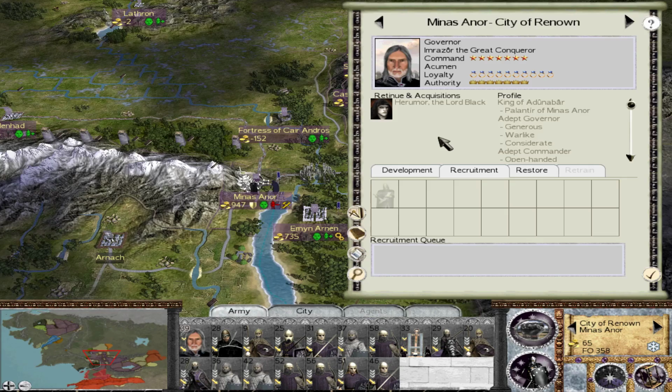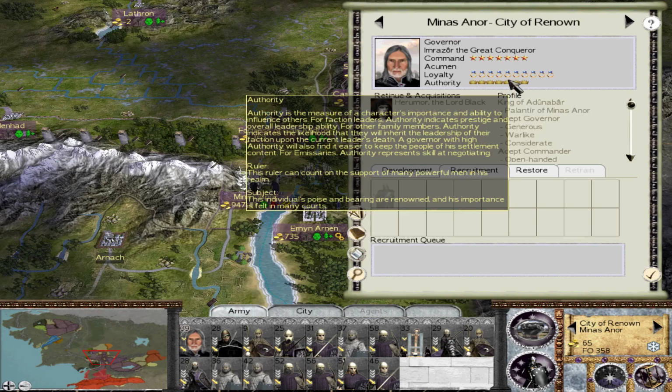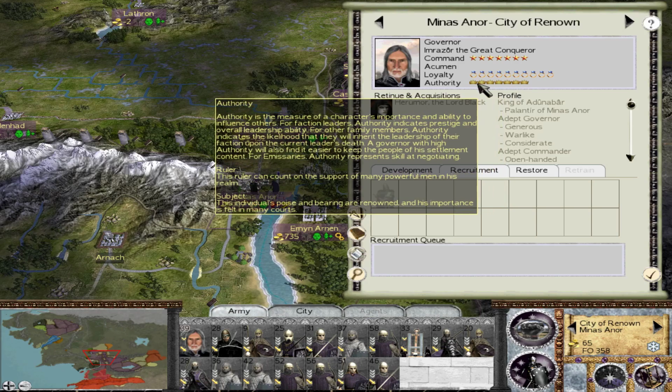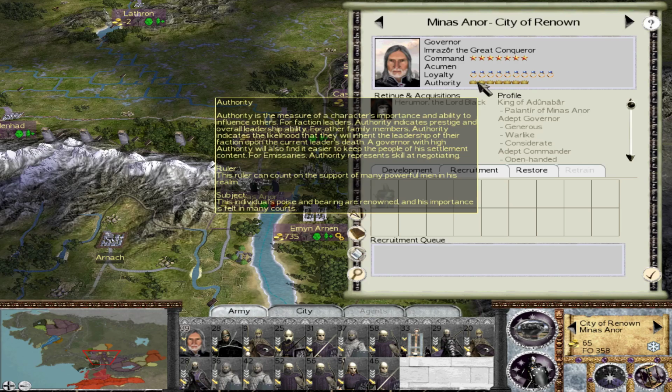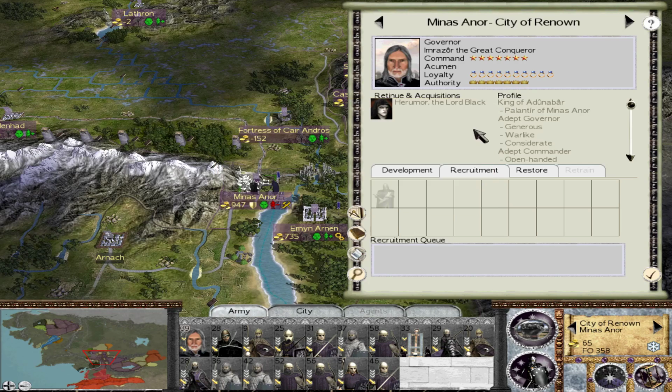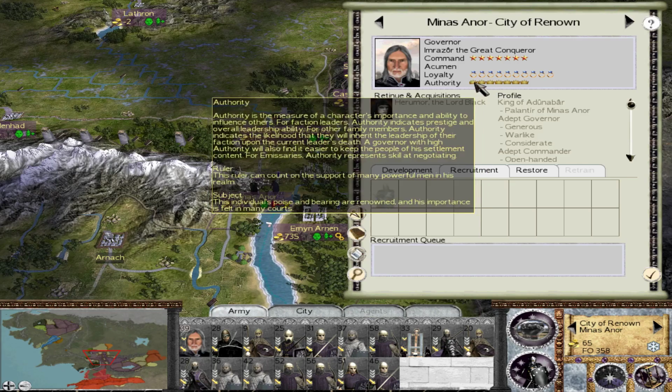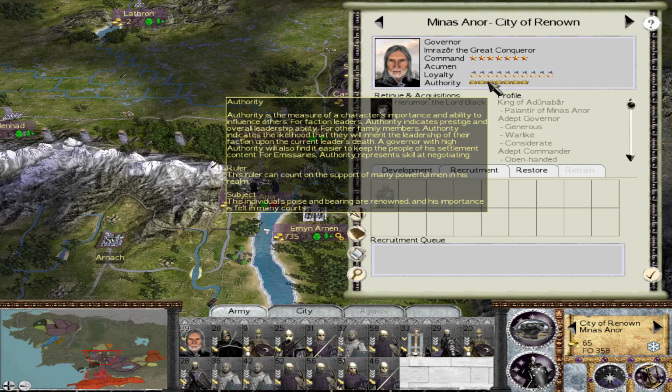We are looking at authority, the stat that belongs to, well, actually all of your family members, but it's most important for your faction leader, and how authority interacts with a trait that we internally call opinion of liege. So authority is basically a renamed version of influence, if you remember that from Vanilla Rome Total War.